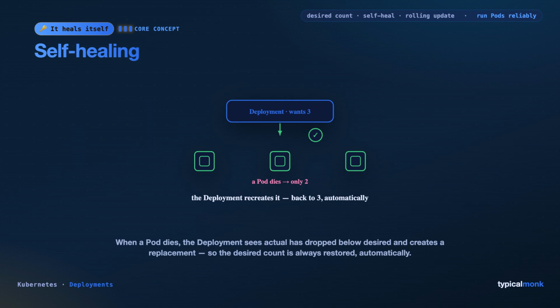So the takeaway: self-healing falls directly out of maintaining a desired count. When a pod dies, the actual count drops below desired. The deployment notices the gap and creates a replacement automatically in seconds, so constant, expected pod failures simply do not affect your application's availability. Kill a pod and watch it come right back.